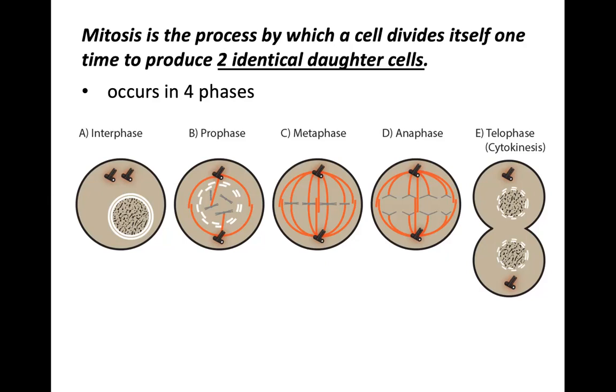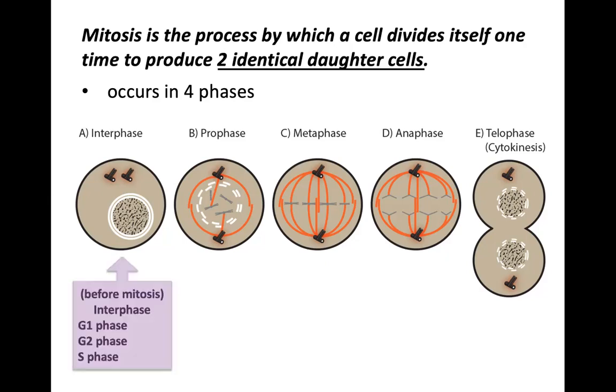All right. So there are 4 phases of mitosis. Prophase, metaphase, anaphase, and telophase. Before mitosis happens, the cell goes through interphase. And the reason it goes through interphase is because DNA has to replicate, okay? So that is our G1, S, and G2.